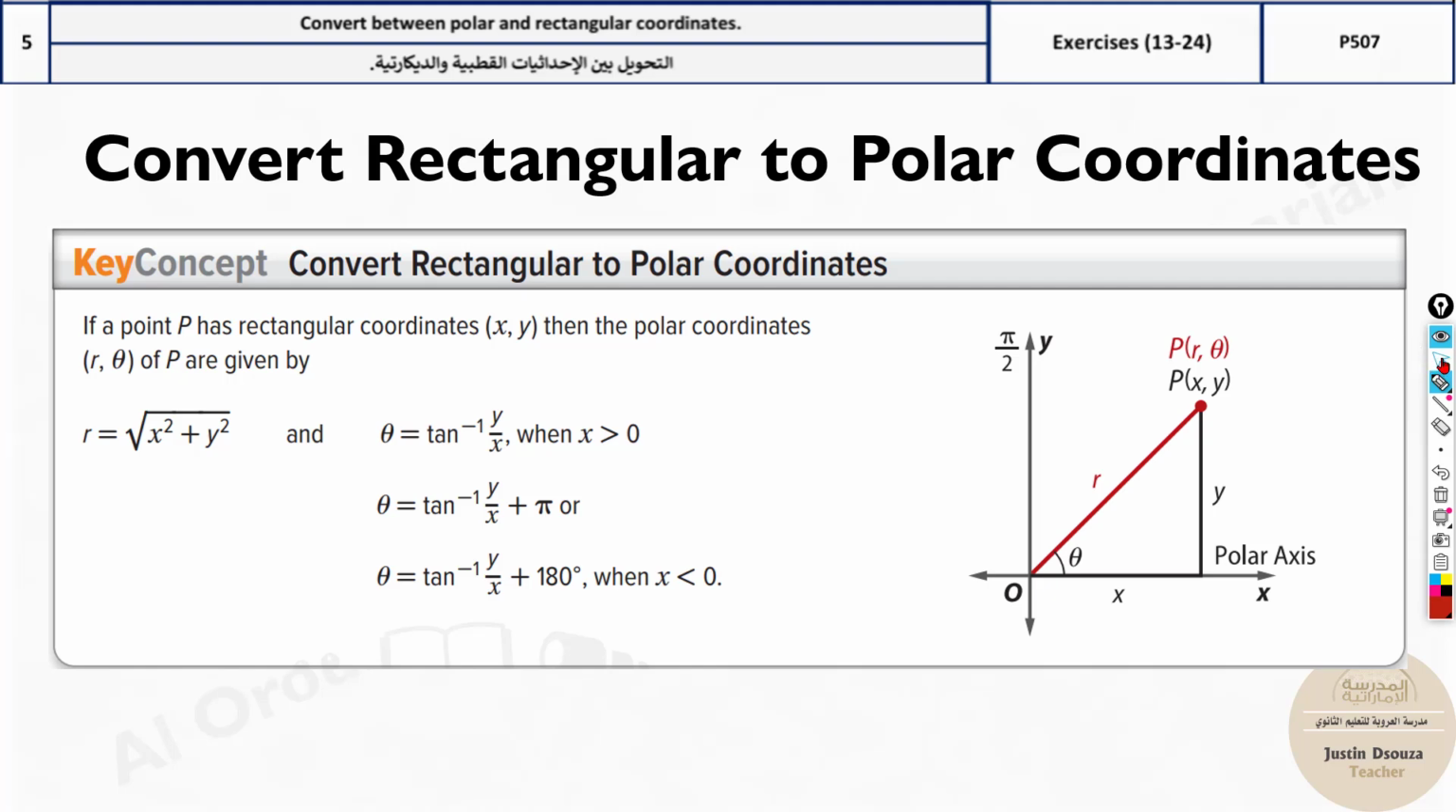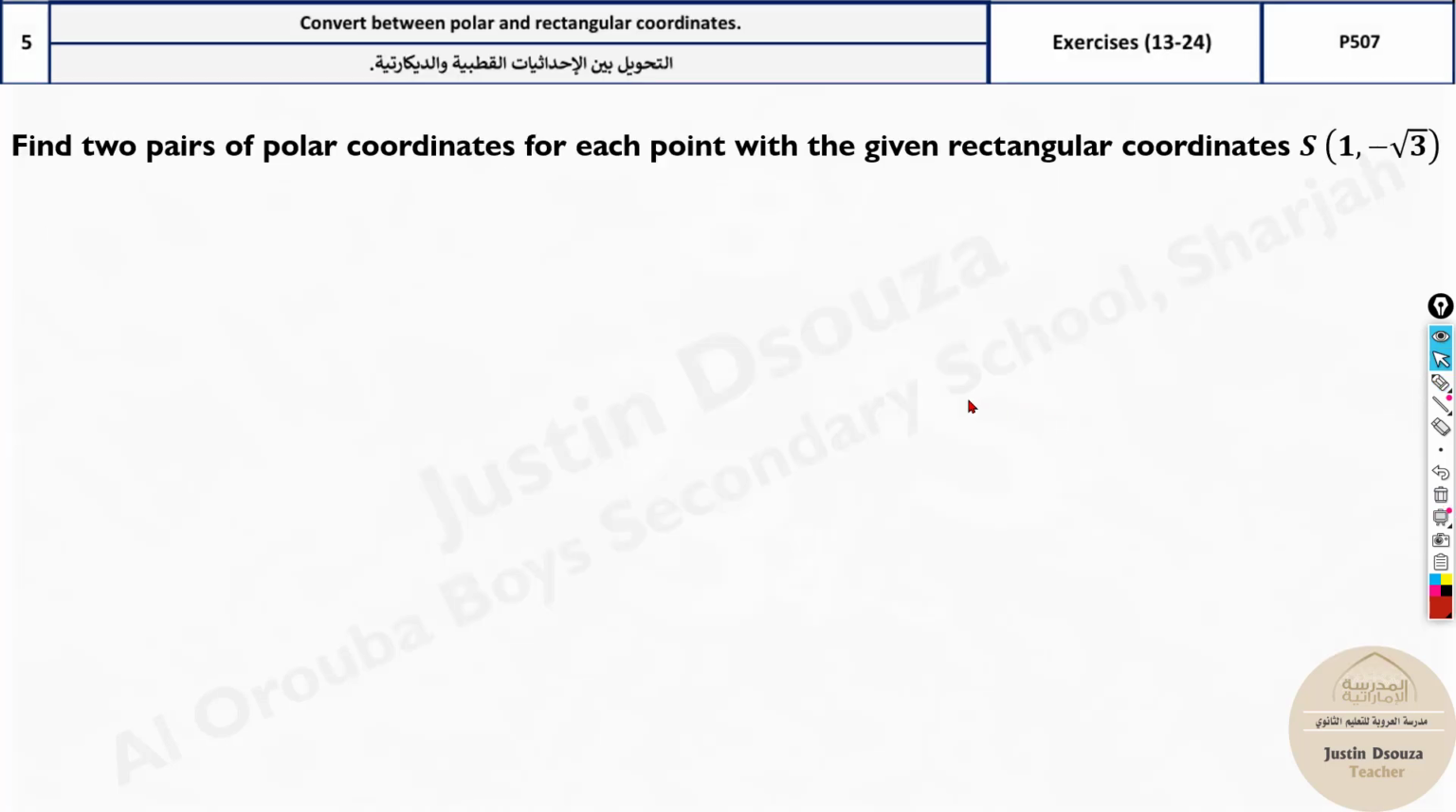And for theta, we can use tan inverse. But here this is very important to note. Whenever x is positive, just use the formula tan inverse y by x. But if it is minus 2, 3, the x is negative, then we will have to add pi or 180 degrees. Pi means 180 degrees itself. Let's look at a problem over here.